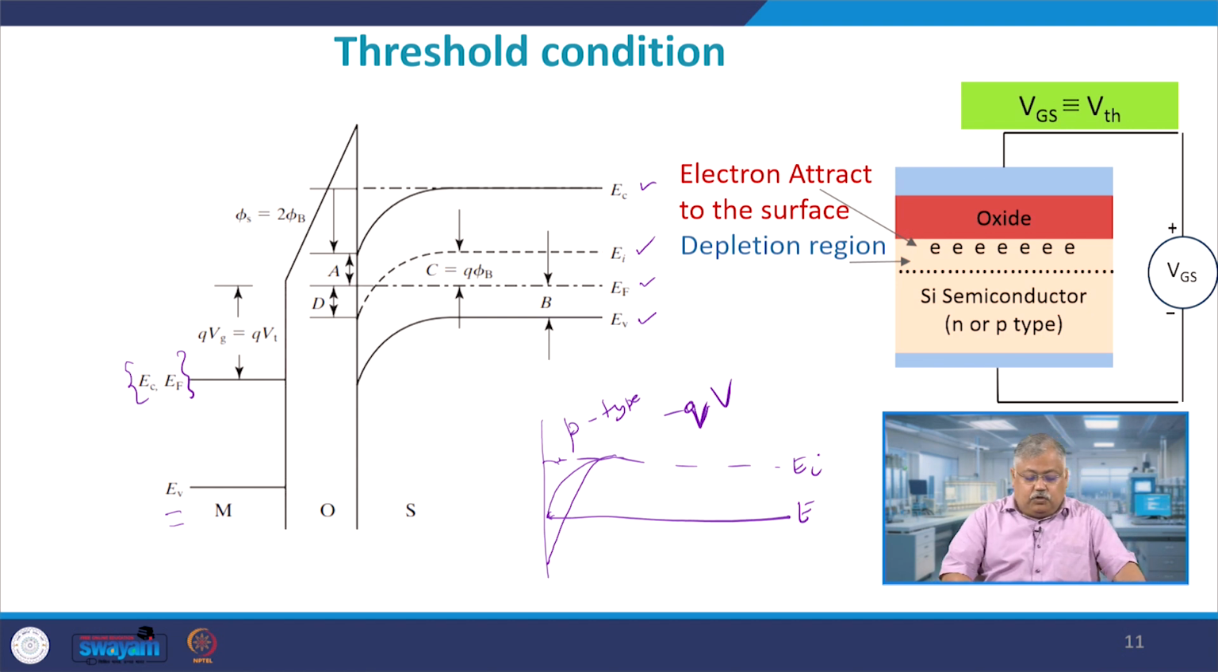And we define q into phi B as the bulk potential here, right. q phi B is the bulk potential, and that is the effective potential available with you.